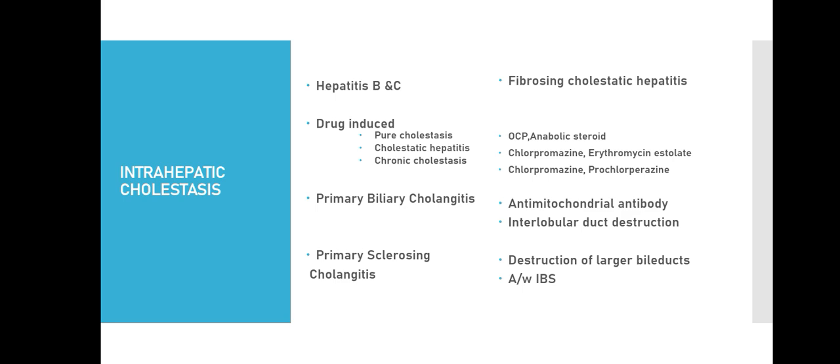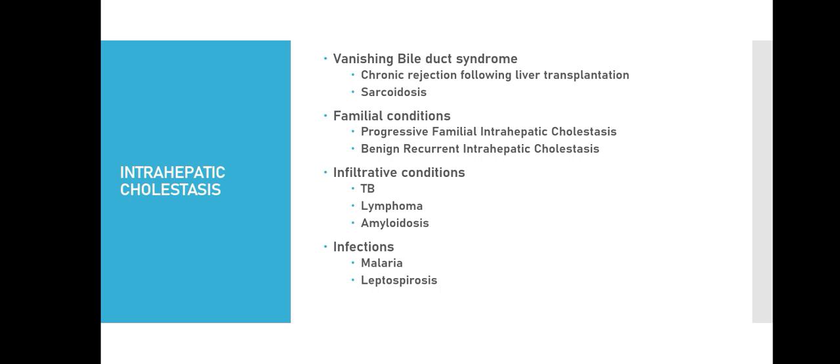Primary biliary cholangitis, it is an autoimmune condition more commonly seen in middle-aged females. Anti-mitochondrial antibodies are seen. It causes interlobular duct destruction. Primary sclerosing cholangitis, it causes destruction of larger bile ducts and it is mostly associated with inflammatory bowel disease. Vanishing duct syndrome, it can be seen in chronic rejection following liver transplantation and also sarcoidosis. Familial conditions like progressive familial intrahepatic cholestasis, here characteristically the GGT levels are not elevated.